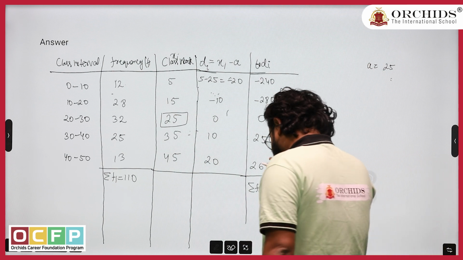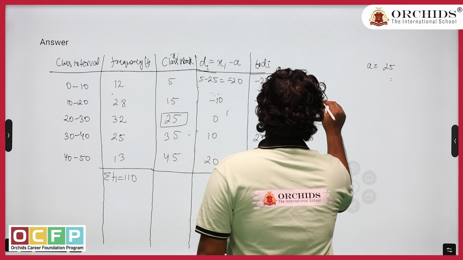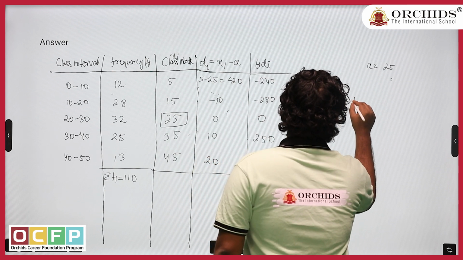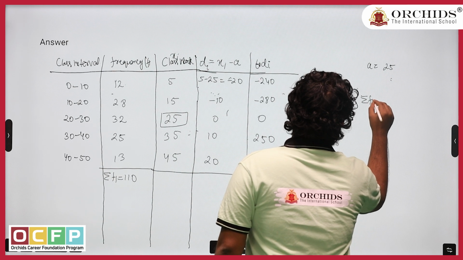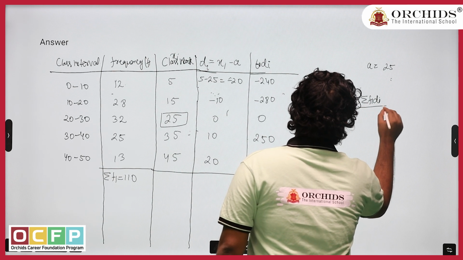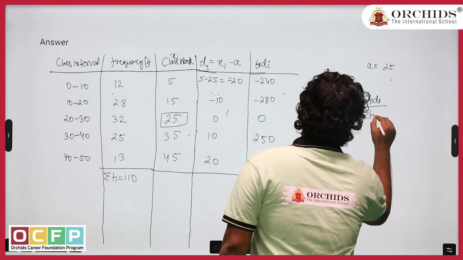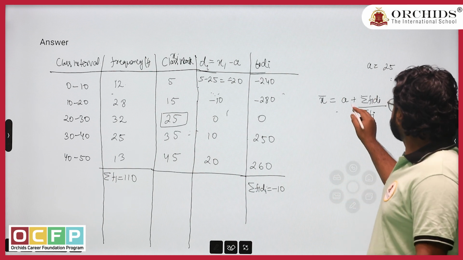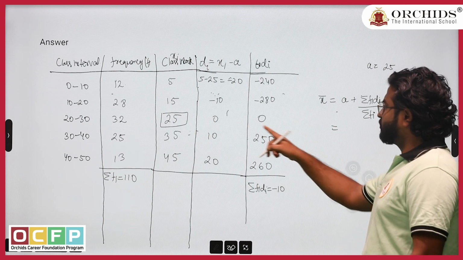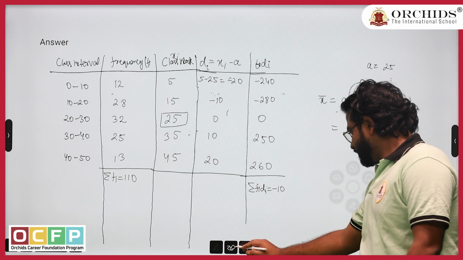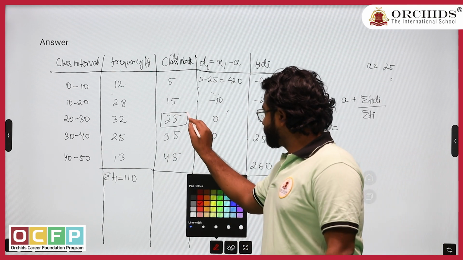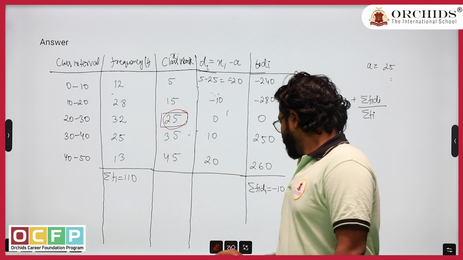Now, what is the formula? The formula is x bar is equal to, x bar means mean, which is a plus sigma fi di by sigma fi. This is my formula. What is your a value? How much have I assumed? I assumed 25. This is my a value. Fine.